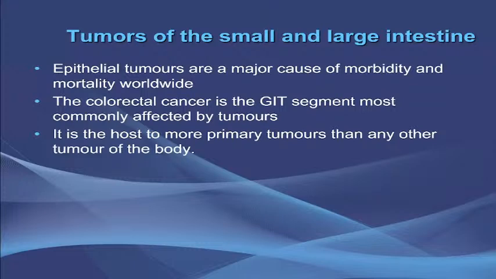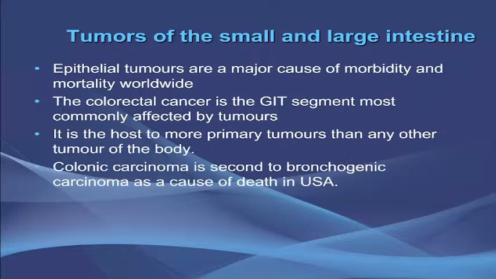So the GI tract is the host to more primary tumors than any other system in the body, not any other tumor, any other system. And as you probably know from our epidemiology of cancer lecture, colorectal carcinoma is second to bronchogenic carcinoma as a cause of death in the US. Here it's much less common, but still an important cause of cancer death.